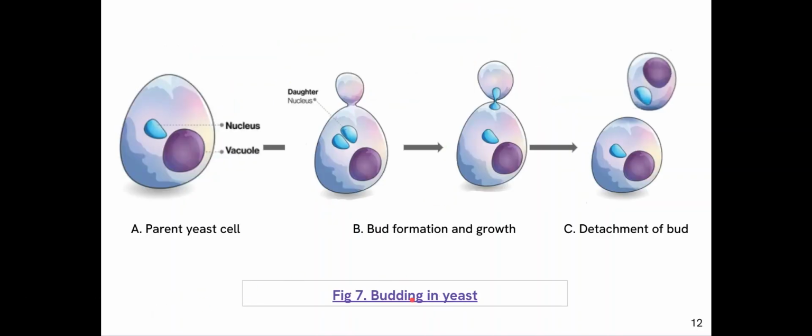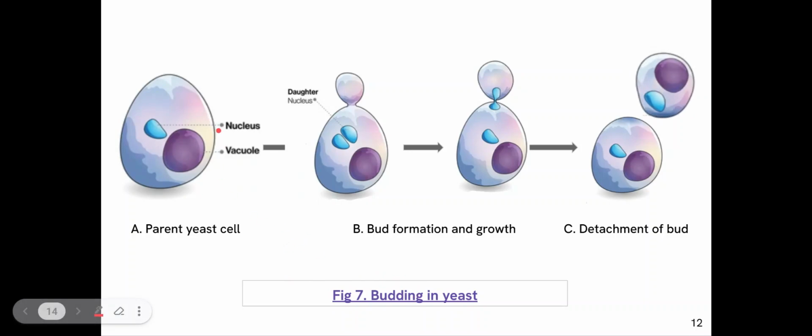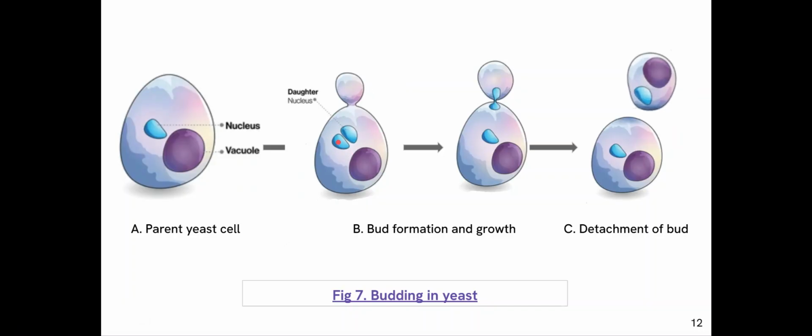We also study budding in yeast, and in yeast it is very important. I'll tell you why. You can see the parent yeast cell, nucleus, and a large vacuole. Once again, the nucleus, the genetic material, has to replicate, so we have two daughter nuclei. At the same time, a bud, an outgrowth from the parent cell, can be seen on the parent organism, and the outgrowth is being formed.